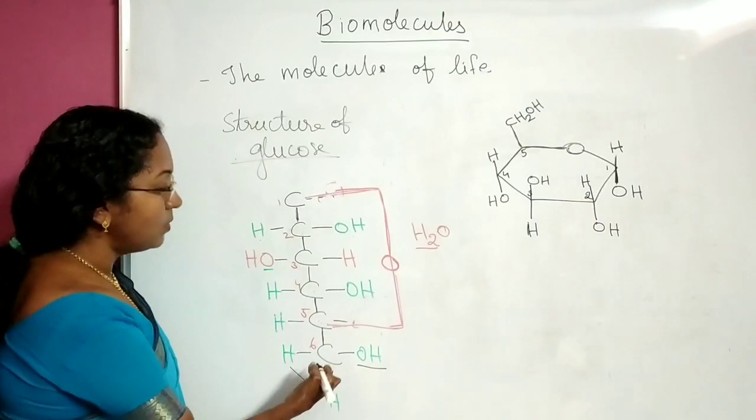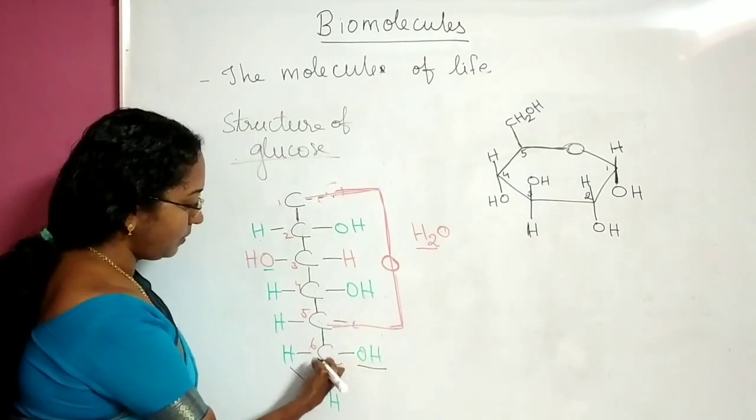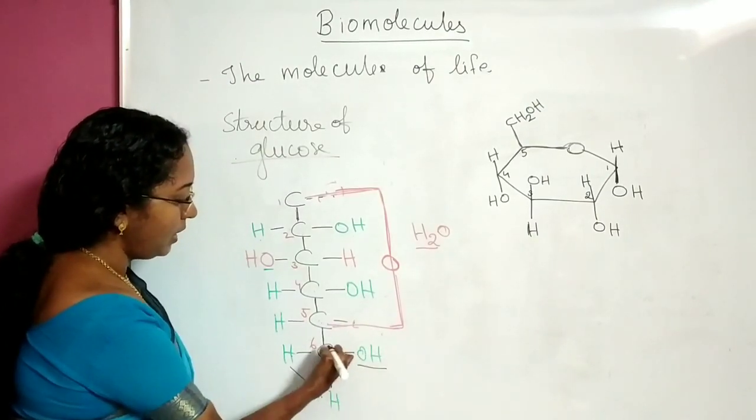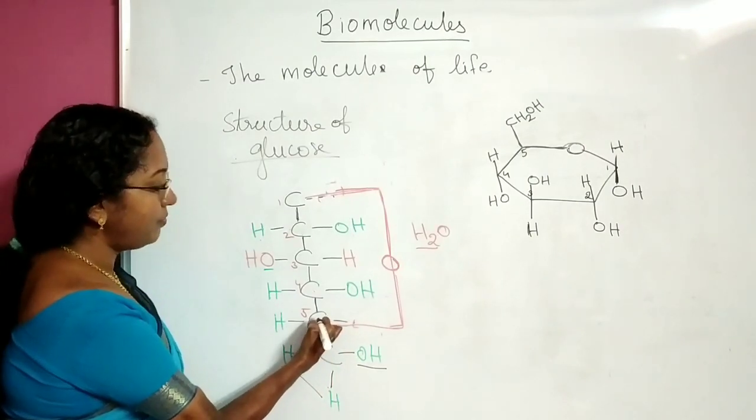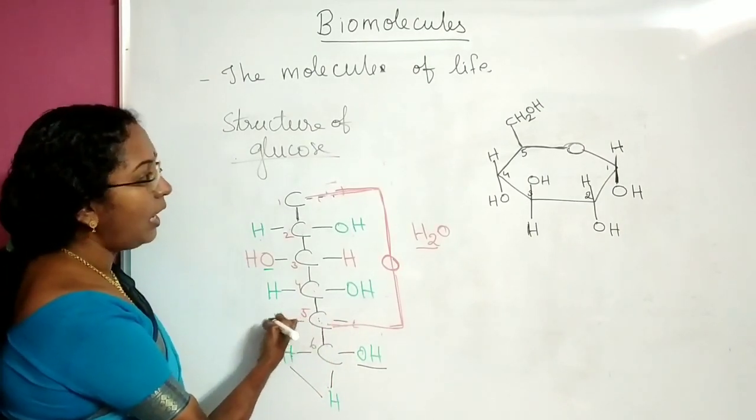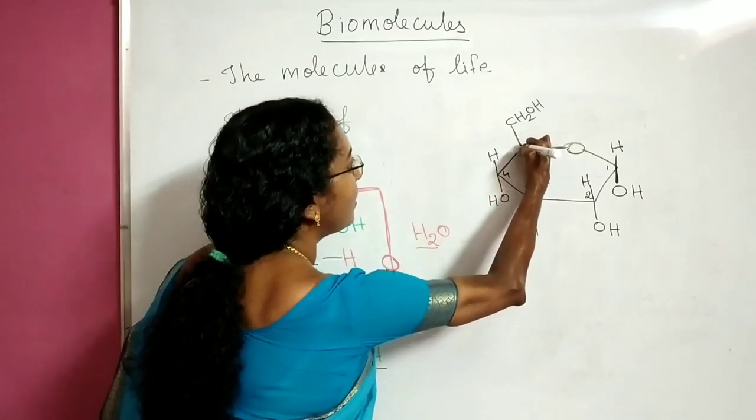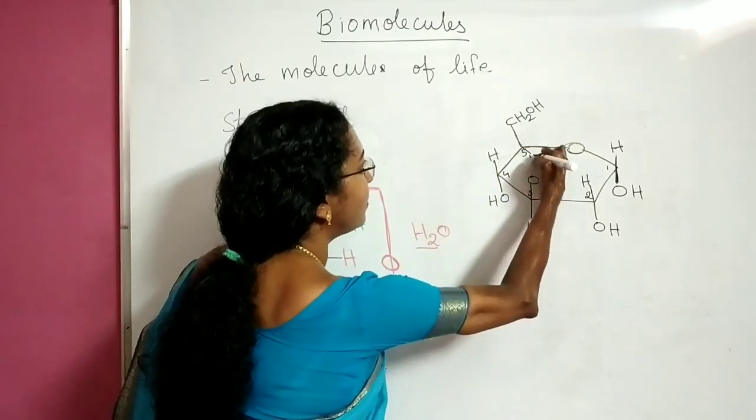Then now see the sixth carbon. It is bonded to CH2OH and it is bonded to this one. This fifth carbon is also bonded to one hydrogen here. So that also I can show here. It is bonded to hydrogen.